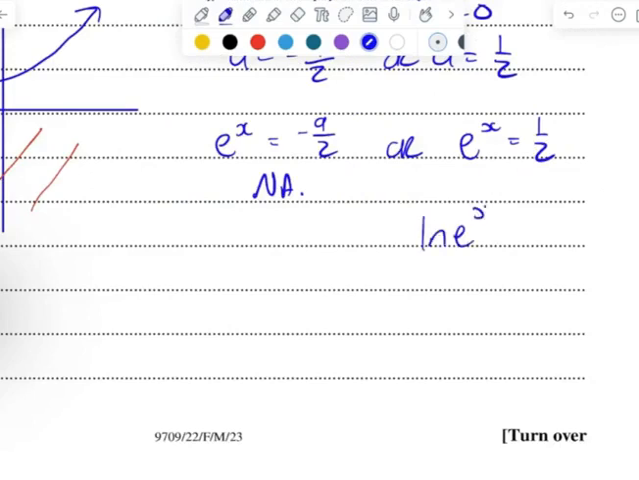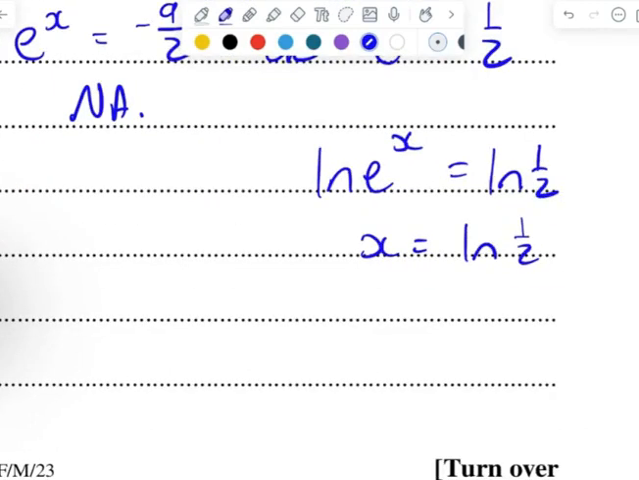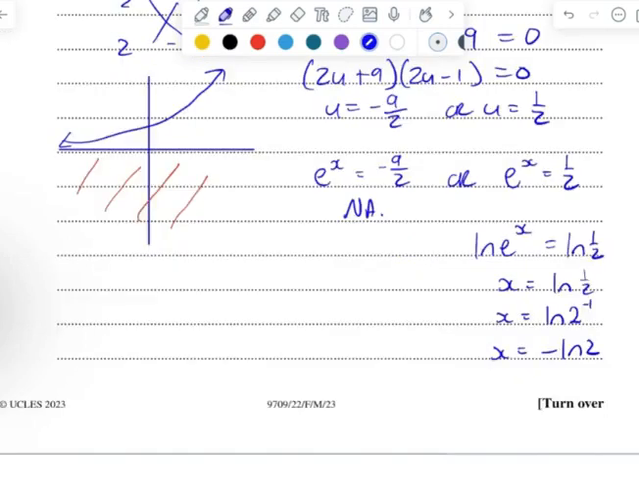So if I just ln both sides, I'm going to end up with x is equal to the ln of a half. That is my final answer. I can write this a little bit differently as well. That's going to be ln of 2 to the power of minus 1. I brought up my 2, gave it a negative power, and if you bring the minus 1 down, it's the same as negative ln 2.